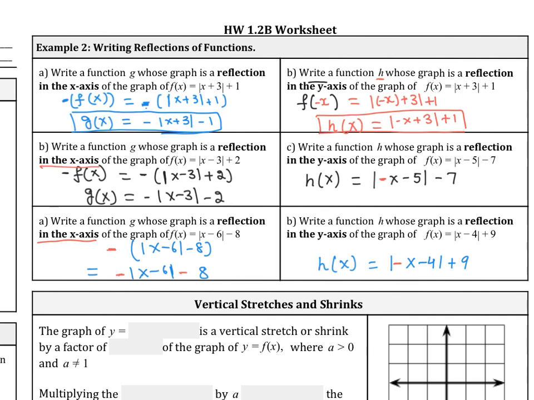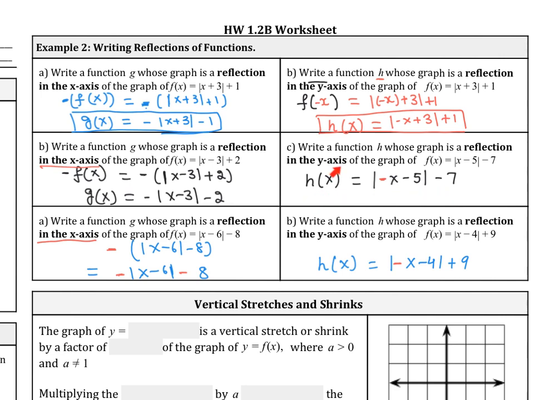For the next one, write a function h whose graph is a reflection in the y-axis. Whenever it's the y-axis, we only multiply the x by negative. So when you multiply this x by negative, the absolute value of negative x - 5, minus 7 would be the reflection graph over the y-axis.